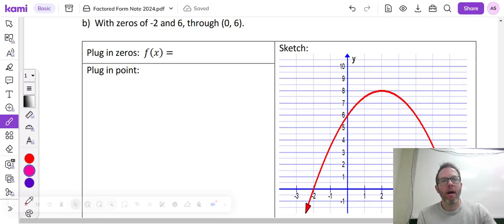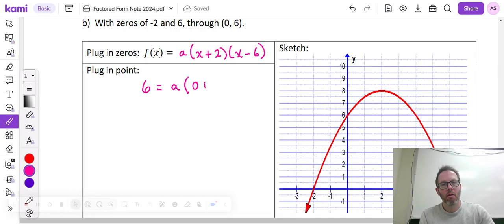All right, let's see how you guys have done so far. So I don't know my A value, but my zeros are negative 2 and 6. So x plus 2, x minus 6. And I know that when I plug in 0, I will get 6. Plug in your point. Yeah, everybody can do this. I'm quite confident in you guys.